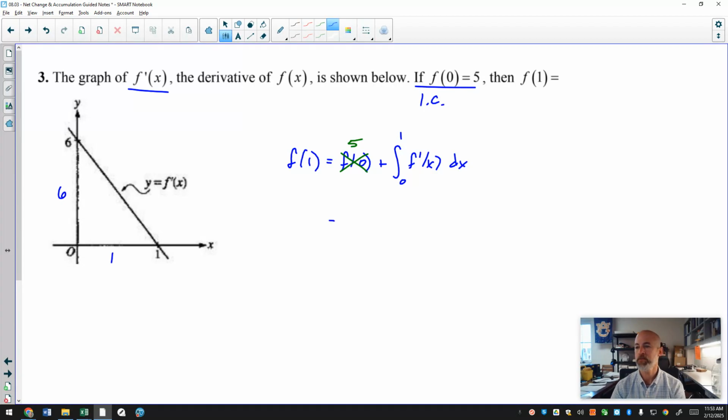So my final answer is going to be 5 plus the area of that triangle, half of 1 times 6, which ends up giving you 8 for f of 1. So the initial condition plus however much the function changes, which is the area under the rate of change, under the derivative.